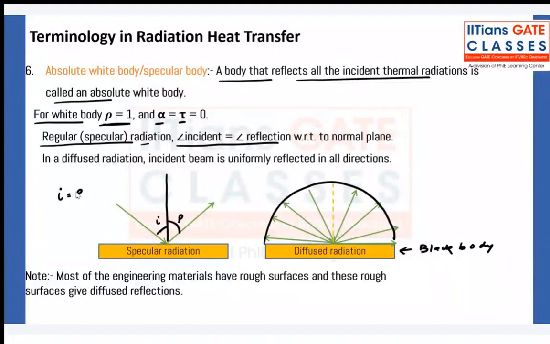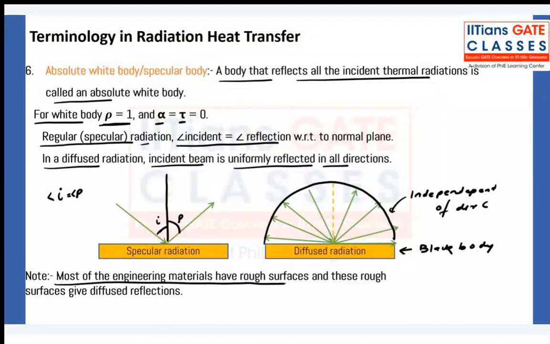Now, in diffuse radiation, the incident beam is uniformly reflected in all directions. That is for black body. It is independent of direction. Most of the engineering materials have rough surfaces, and these rough surfaces give diffused reflection. So they do not provide absolute diffuse radiation, but they provide diffuse radiations. They cannot provide you specular radiations.